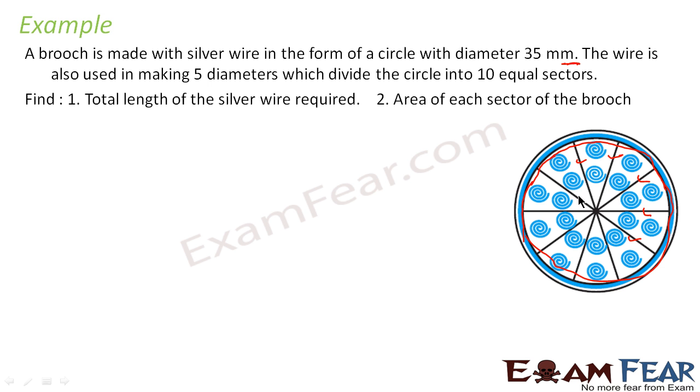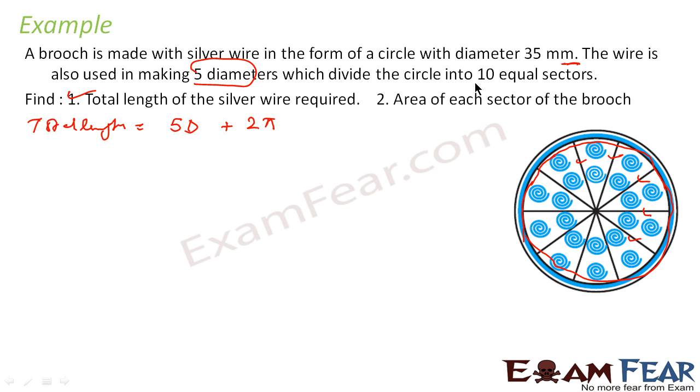So if you see, the wire length required is nothing but the length required to create 5 diameters plus the length required to create the circumference of the circle. So if you see, I am doing part 1. Total length of silver wire required is nothing but 5 into diameter, that is there, this one, plus circumference of the circle. Circumference of the circle, that is 2 pi r.